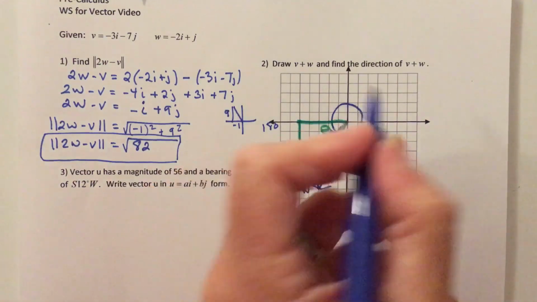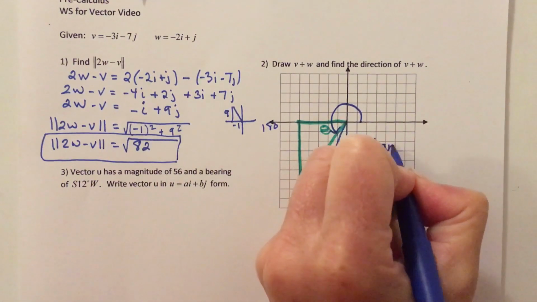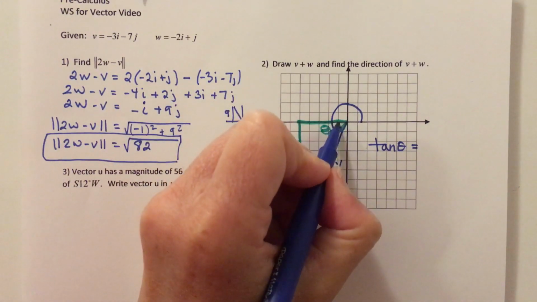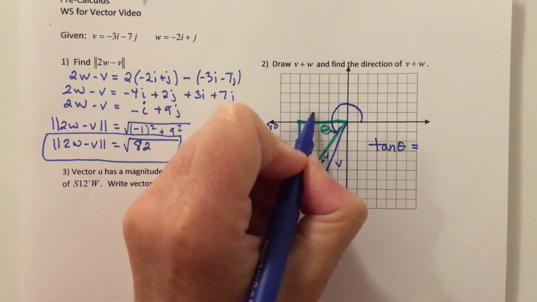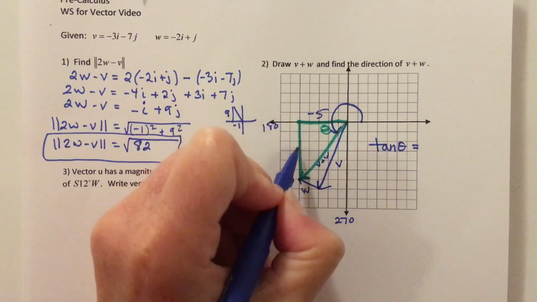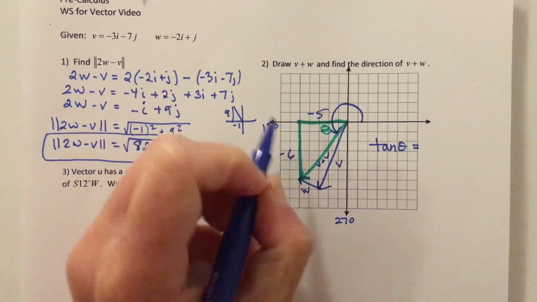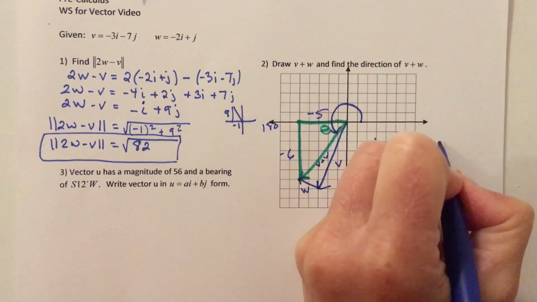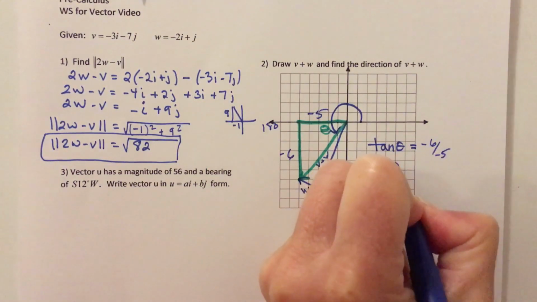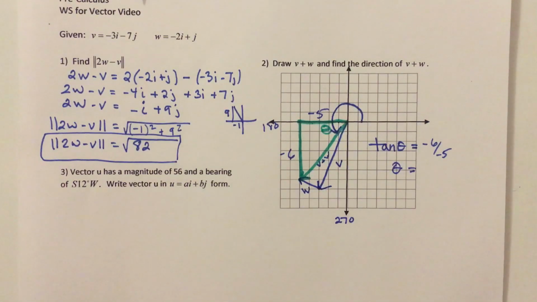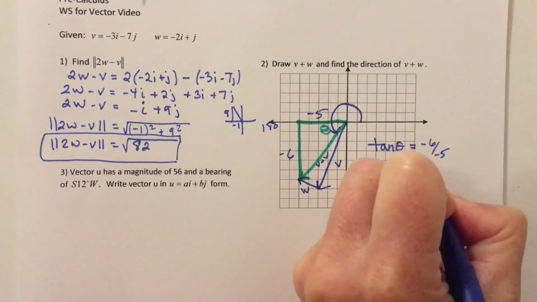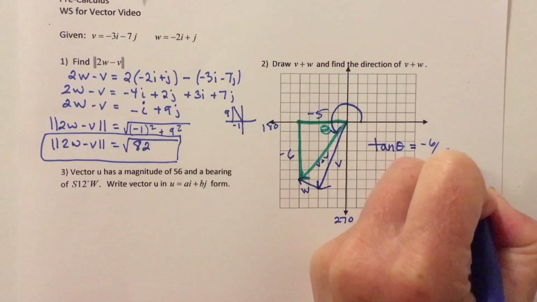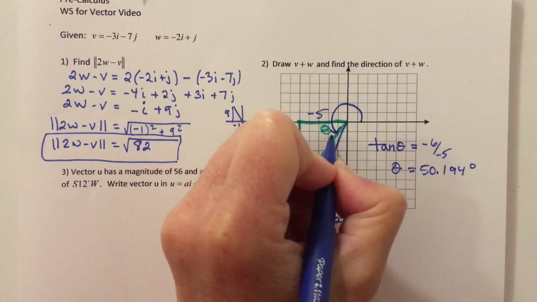When you set this up, you'd say the tangent of theta equals, and then you have to count. This is 1, 2, 3, 4, 5. This is 1, 2, 3, 4, 5, 6, which you also could have gotten by adding these together. So the tangent is -6 over -5. Do tan inverse of that in your calculator, and your calculator will give you 50.194. That's just this angle.